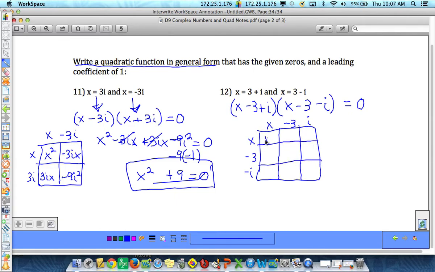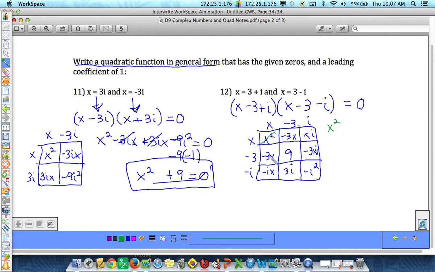So if you multiply this out, you get x squared minus 3x. X times i is xi. Second row, we get negative 3x, positive 9, negative 3xi. Third row, I get negative ix, positive 3i, and negative i squared. Then I'm not going to write out all 9 terms because we can combine some of these as we go. I don't have any other x squared, so I'll write that down.